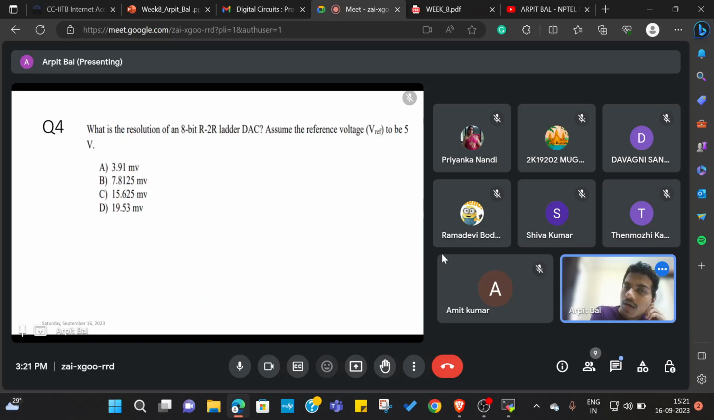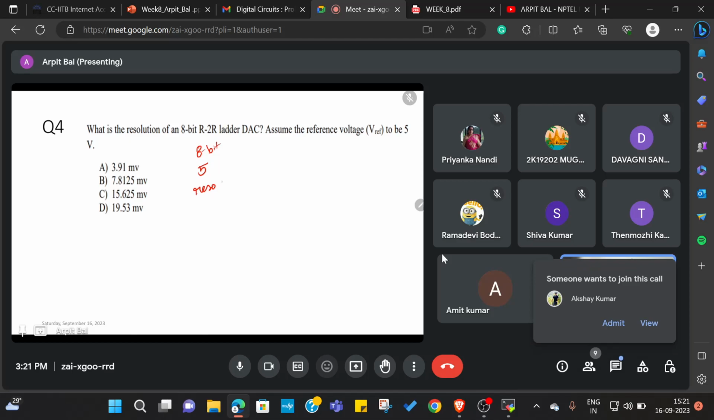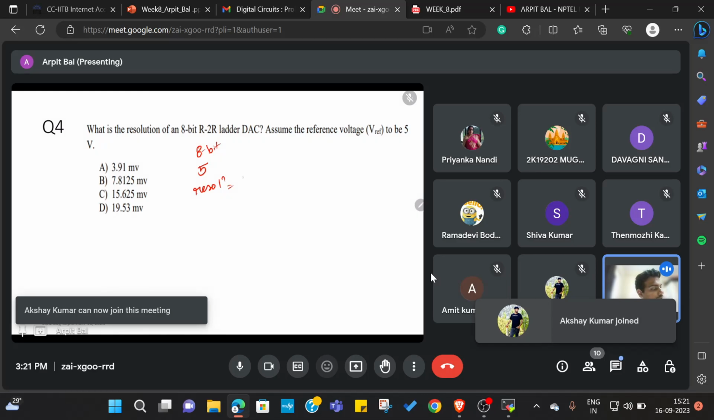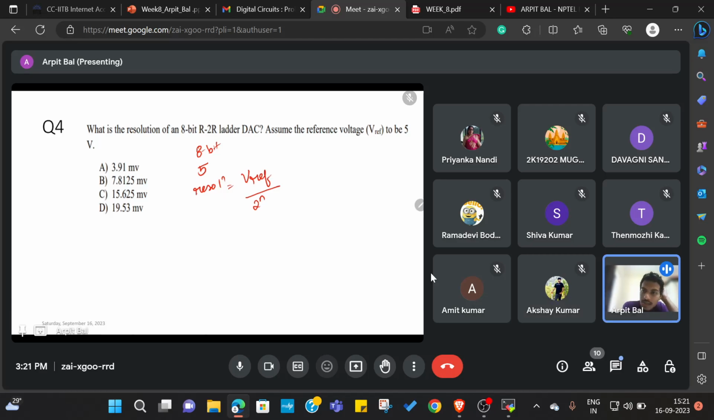Now, what is asked is: what is the resolution of an 8-bit R2R ladder DAC? Assume the reference voltage to be 5 volts. In the beginning, I defined resolution, right? Here we are supposed to find the resolution of an 8-bit R2R ladder DAC. What is given to us is that the total number of bits is 8 and the reference is 5. To find the resolution, we need to compute Vref by 2 power n. Can anyone calculate this and let me know the answer?